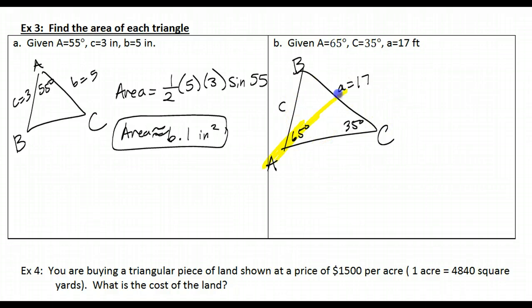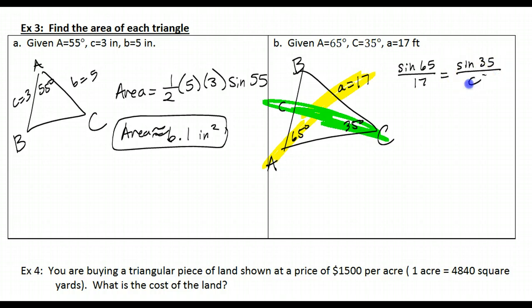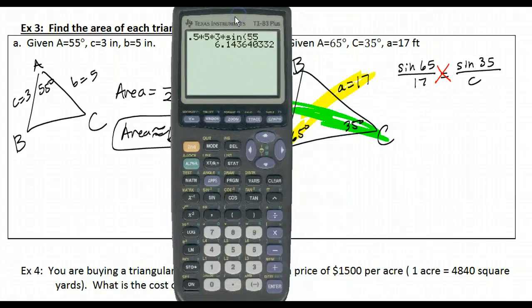So I can use this as sine of 65 over 17. And I can use this in order to solve for side C. So that is equal to sine of 35 over side C. Again, cross multiply. So I'm going to type into my calculator 17 times sine of 35. Enter, divided by sine of 65. And C is approximately 10.8.